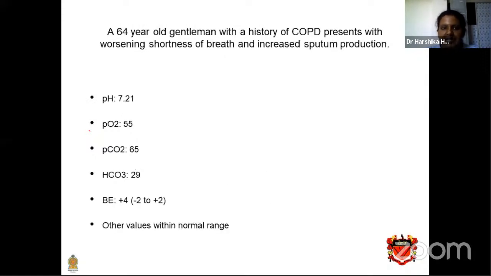Let's move on to the next example. A 64-year-old gentleman with a history of COPD presents with worsening SOB and increased sputum production, and this is his ABG. You can see the PO2 is 55, which is less than the normal 60, and the CO2 is 65, which is more than the normal range of 35 to 45. So you can appreciate that there is both hypoxia and hypercarbia. This is an example of type 2 respiratory failure.